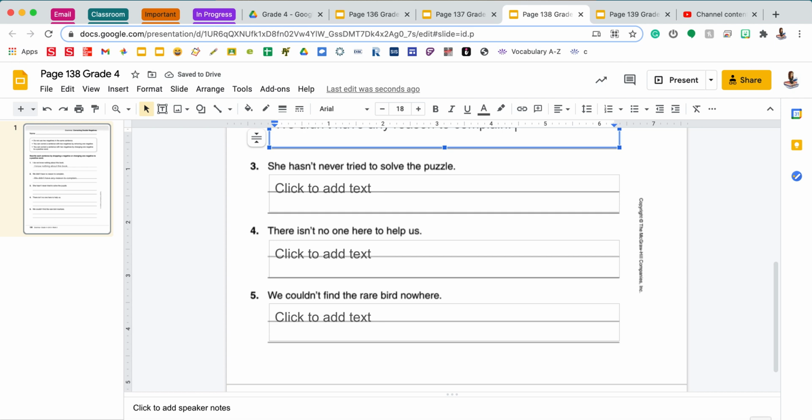The next one says, we didn't have no reason to complain. I am going to change one to a positive, and instead of saying we didn't have no reason, I'm going to say we didn't have any reason to complain. You have 3 more to do on your own. Again, you're either dropping one of the negatives or changing one negative word to a positive word.